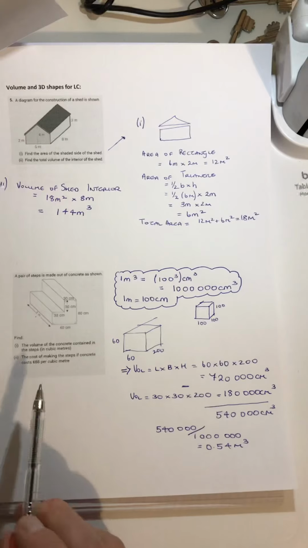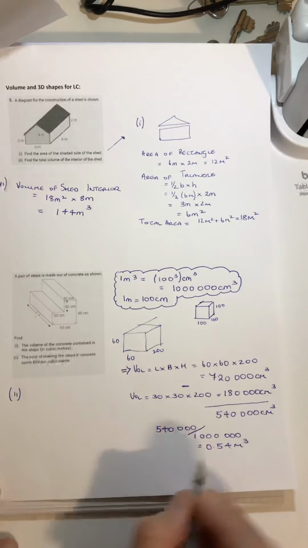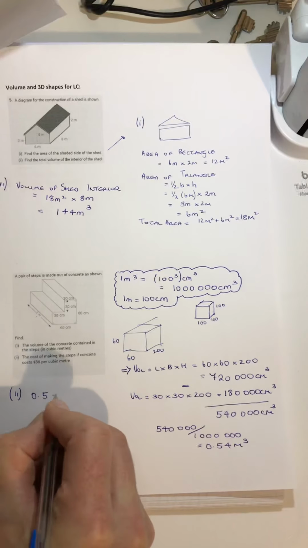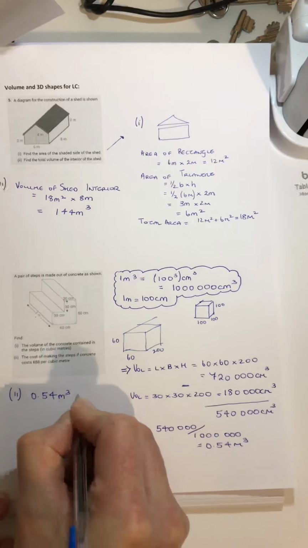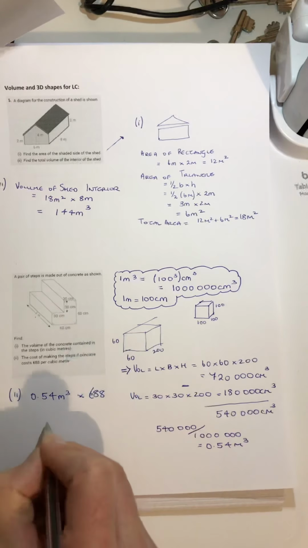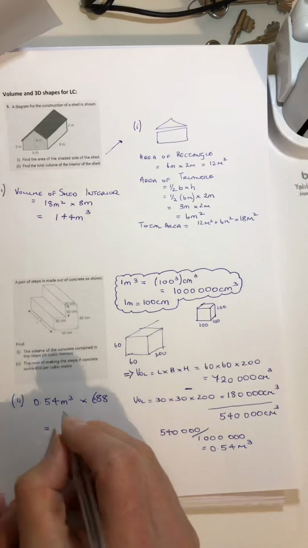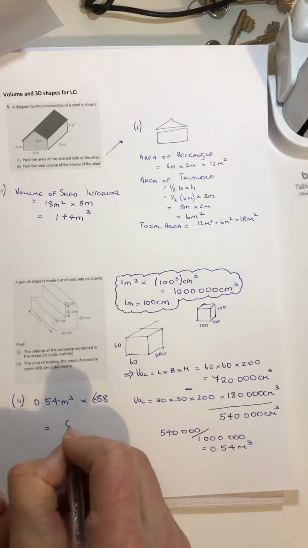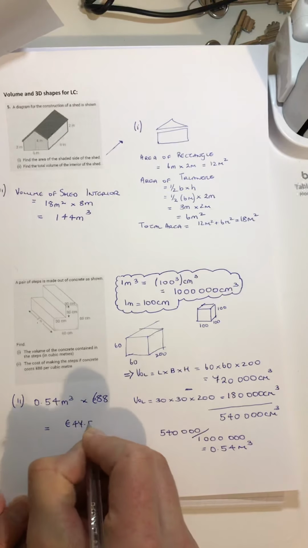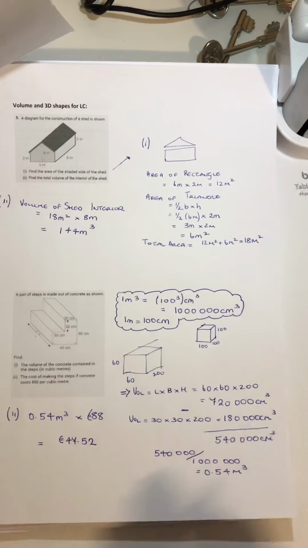And then finally, the cost of making the steps, well, we need 0.54 meters cubed, multiply that by 88 euro, which is equal to 47 euros and 52 cents. So that's a bit of volume for you.